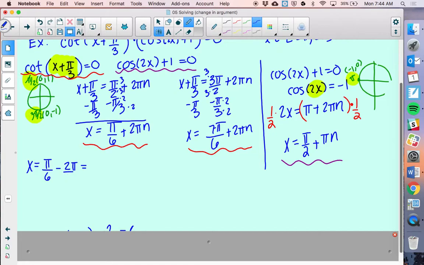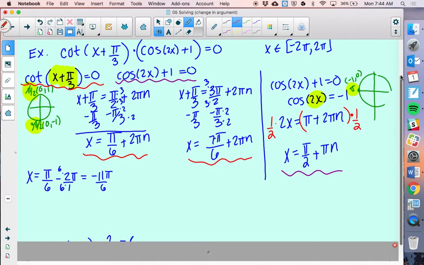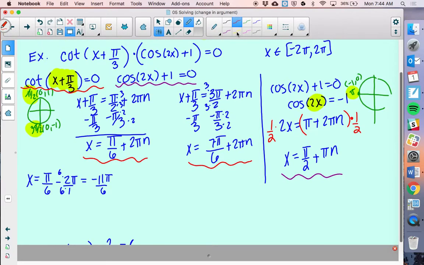And if I get a common denominator, times 6 times 6, it's going to give me negative 11 pi over 6. And I know that if I subtract it again, I would be beyond negative 2 pi. So keeping in mind that we only want our solutions from negative 2 pi to 2 pi, this would be 1, and this would be another.